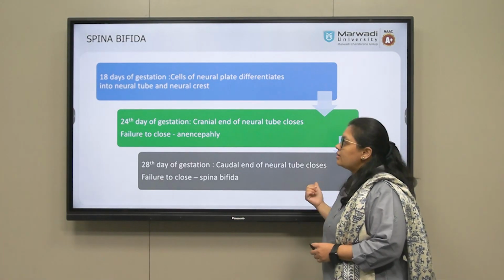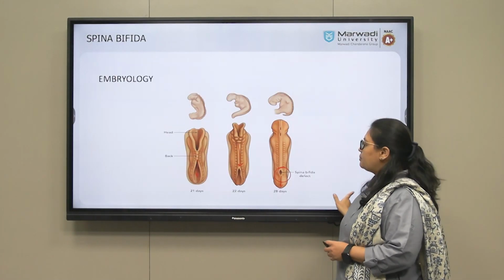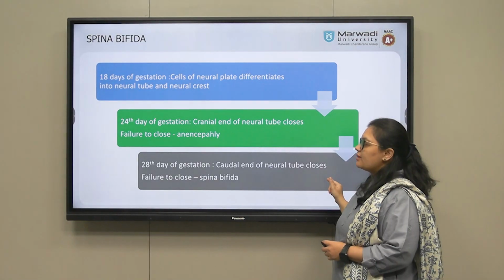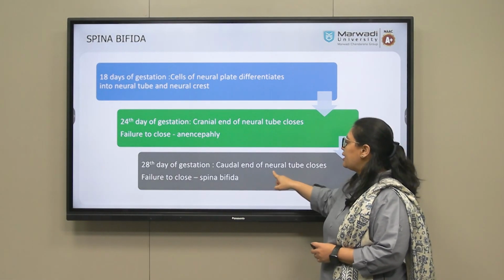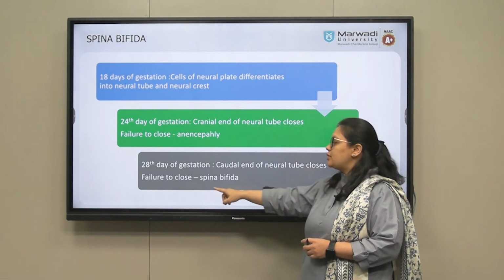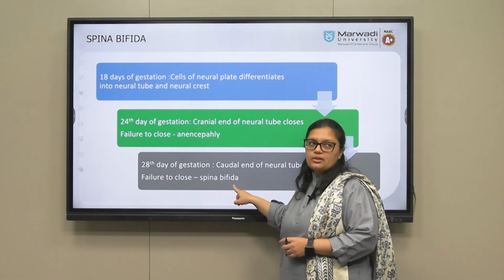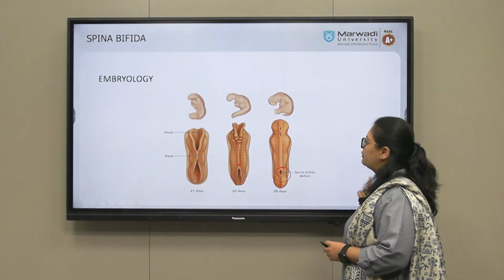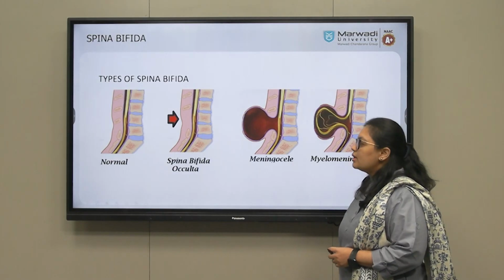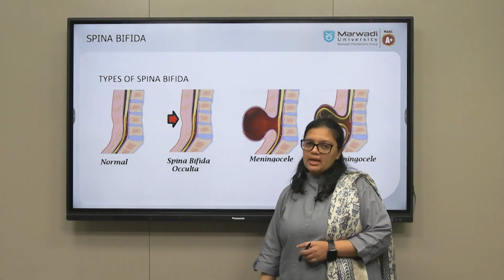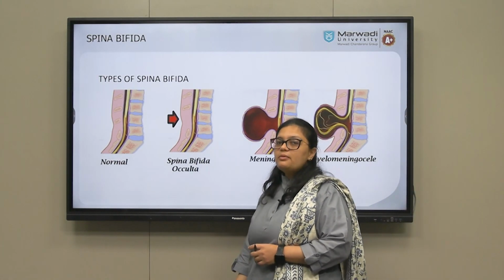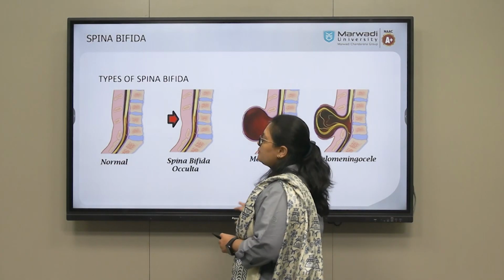Okay. So now this is what the picture says, and this is what we have seen. What will happen? The caudal end of the neural tube fails to close, which will lead to spina bifida. Fine. Now what are the various types of spina bifida? Spina bifida will be of 3 basic types that we will be seeing.